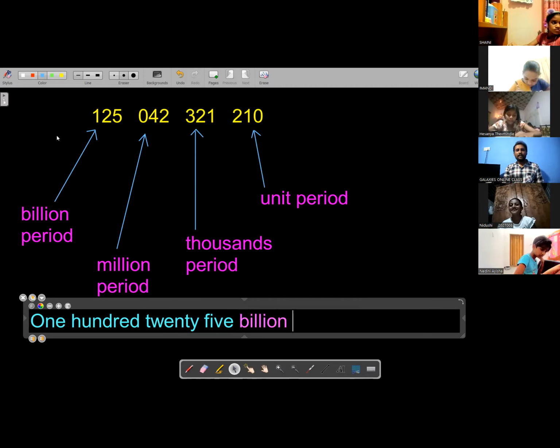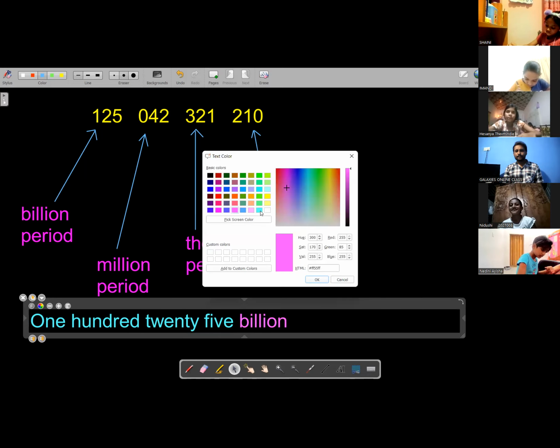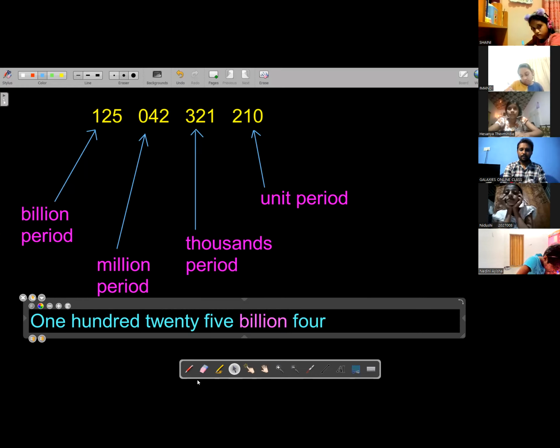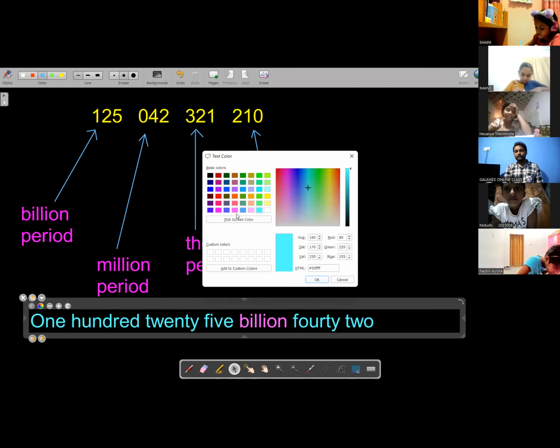Then look at the next period. You check the next period value. Hesanya, can you tell me what is the next period value? 42 million. 42, no? First you write the number using letters. 42. Then you write down the period name. What is the period? Million.